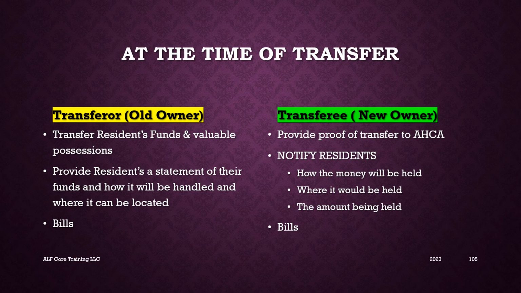The transferor, or the old owner, should transfer residents' funds and valuable possessions. They should also provide residents a statement of their funds and how they will be handled and where they could be located. You're also going to transfer over the bills. And the new owner, or the transferee, should provide proof of transfer to ACA, and notify residents how the money will be held, where it will be held, the amount being held, and the bills.